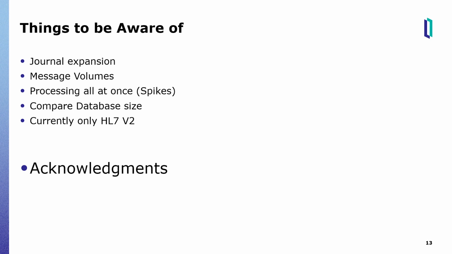Your journals are going to grow. You may have to purge them. If you're on a newer version, you may have compressed journaling, which will definitely help. But if you're on an older version, your journals are going to expand, and you may have to purge them on a regular basis. If you're running a lot of message volume, the database is going to grow. It's going to take some time, but your system is not stalled. Depending on how much volume you're doing, it may take a little longer. And your processing is going to spike, because you're taking a day's worth of data and trying to shove it through at once. So your processing is definitely going to jump.